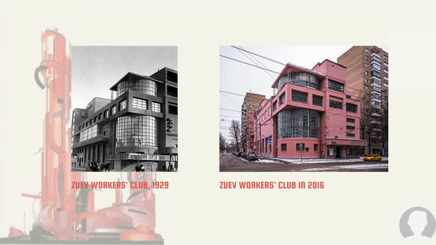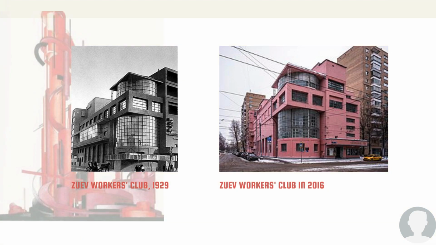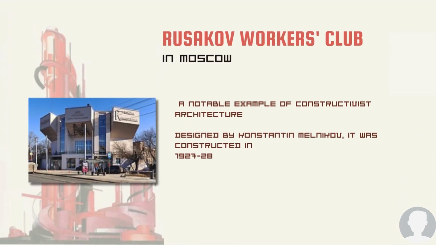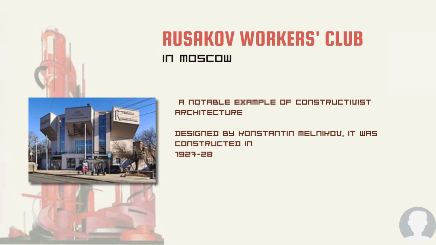On the left side is the Zuev Workers' Club in 1921, while on the right side is the year 2016. Next, we have the Rusakov Workers' Club. It is also in Moscow. It is a notable example of constructivist architecture, and it was designed by Konstantin Melnikov from 1927 to 1928.